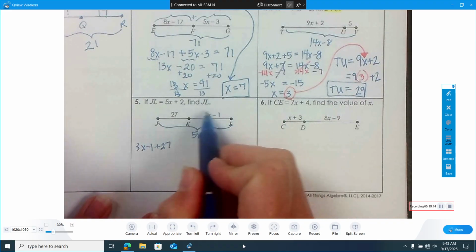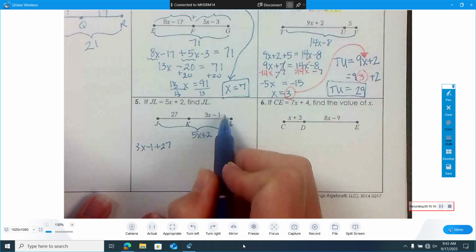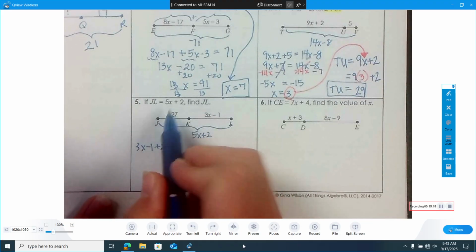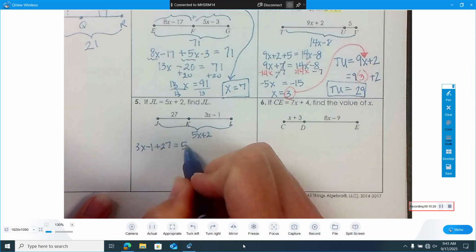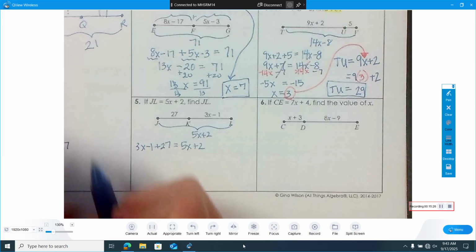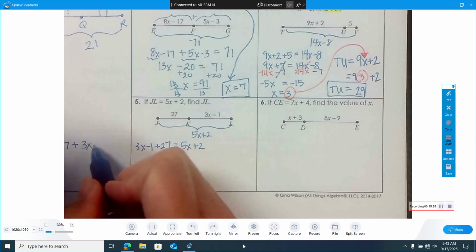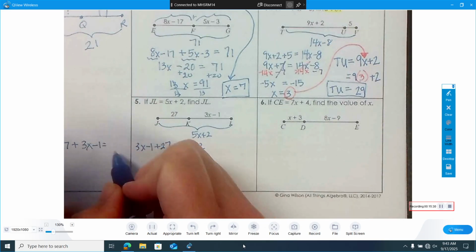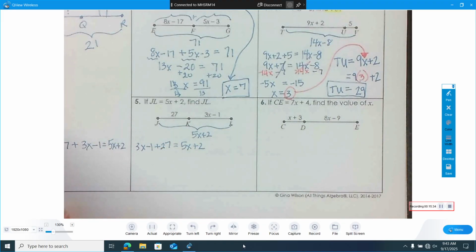Good. 3x minus 1, so that's this piece right here, plus the JK, 27, equals the whole, 5x plus 2. Piece plus piece equals whole. Does it matter? Could you have done 27 plus 3x minus 1 equals 5x plus 2? Could you have done it that way too? Absolutely. You're going to get the same thing.